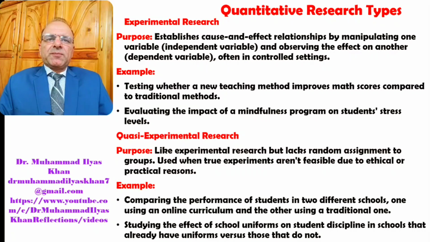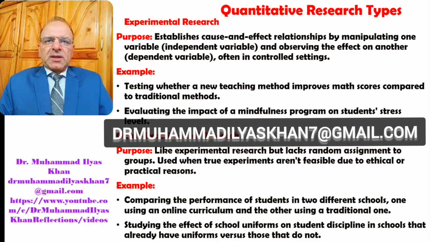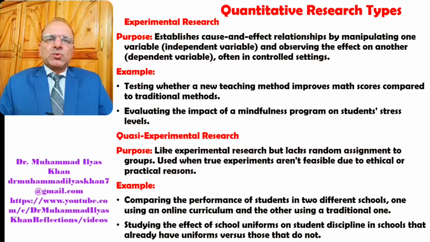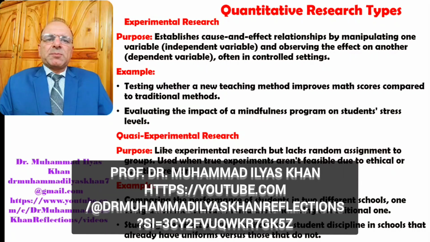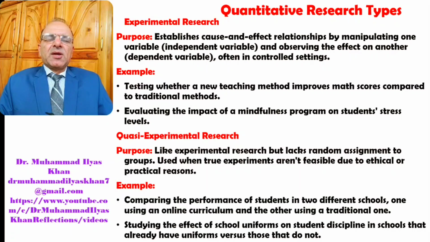And the last type of quantitative research in social sciences is quasi-experimental research. This is generally similar to experimental research, but what is missing is random assignment to groups. As we know, there are experimental and control groups in true experimental research; here the random assignment of subjects to those groups is missing. We use quasi-experimental research methods when true experiments are not feasible. This could be because of ethical issues, or because of practical reasons where manipulation and random assignment are not possible. So we make use of quasi-experimental research designs.